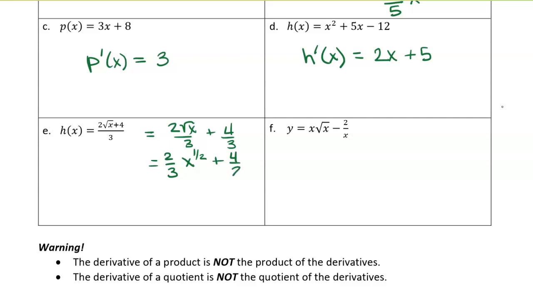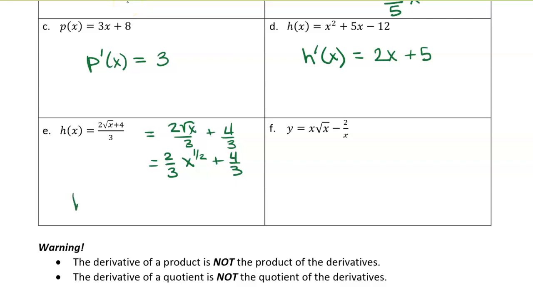Okay, so at this point, all I have done is rewrite the original function. I haven't taken any derivatives yet. I'm just rewriting it so that it looks more like a power function. Here we have a constant multiple times a power function, and then we have just a constant. Oops, and that should have been a third. Should have been a 3 in the denominator there.